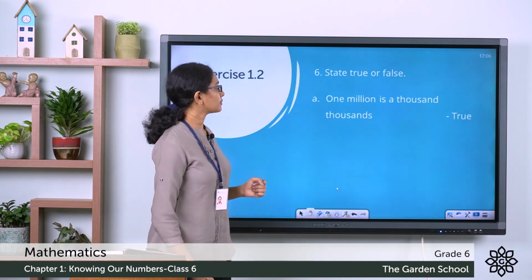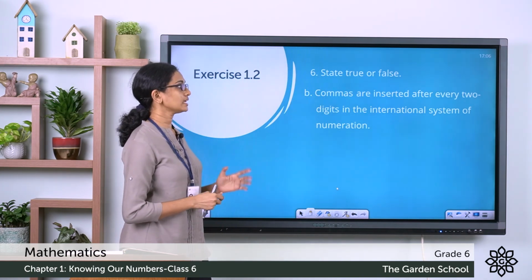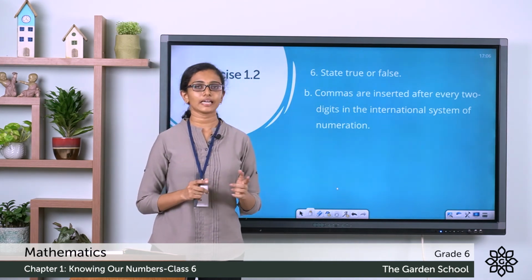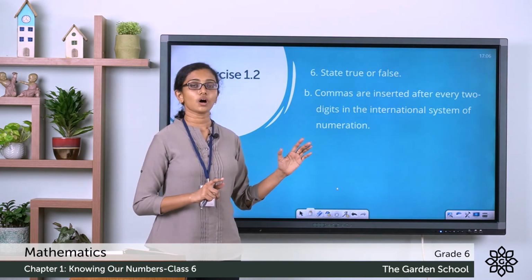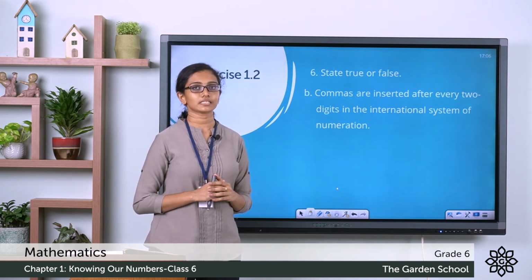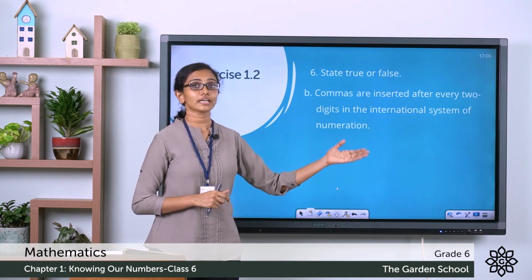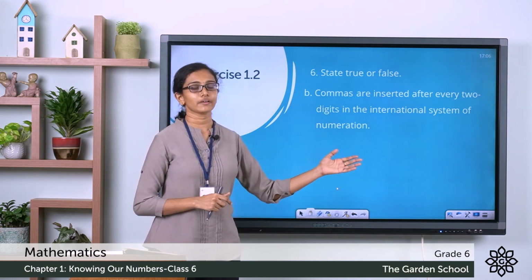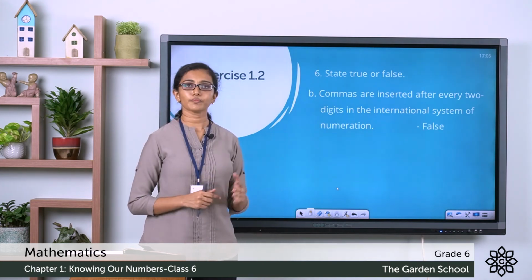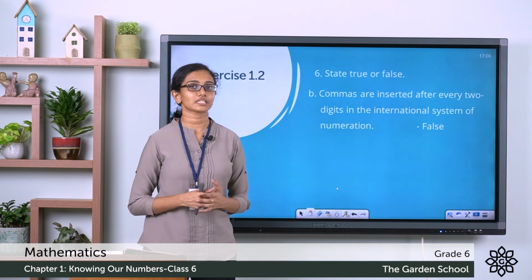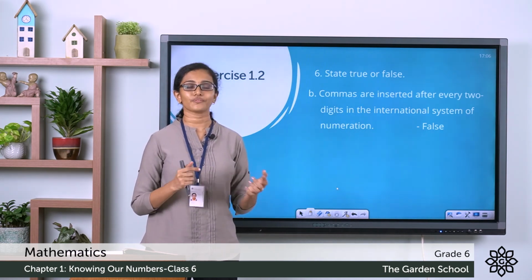Now let's see the next example. Commas are inserted after every 2 digits in the international system of numeration. Is that true or false? We know in the international system of numeration, all the periods have got 3 places each in it. So we insert commas after every 3 digits, not every 2 digits. So the statement given here is false. So I hope you are clear with this one as well. The rest of the statements you have to go through yourself and state whether it is true or false.